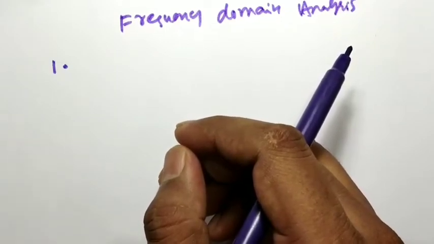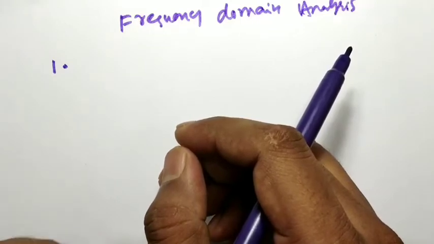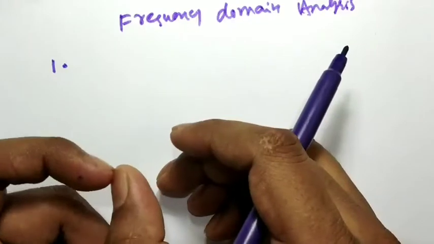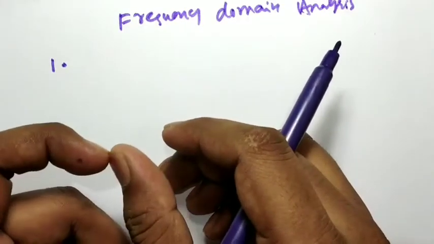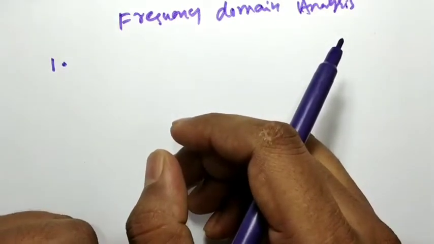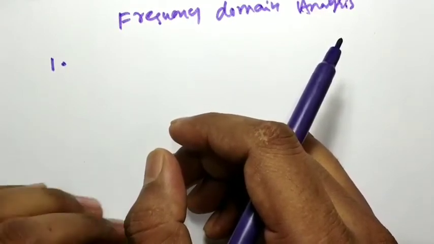If you have a model, then you are able to find the stability. In the frequency domain, even if your model may not be very accurate, you are still able to find the stability of the system, so you will get a good result, okay.